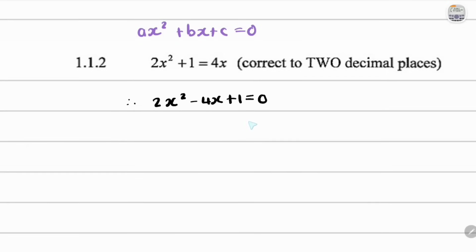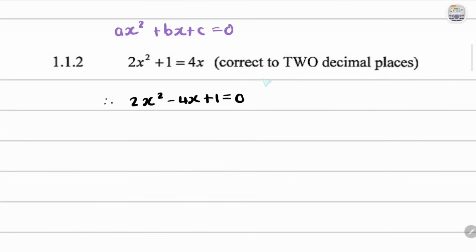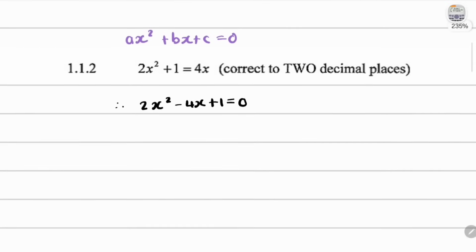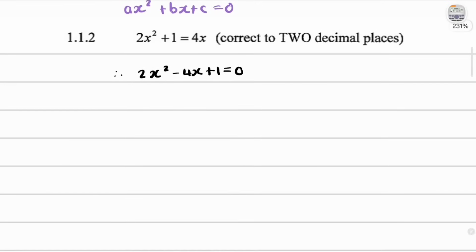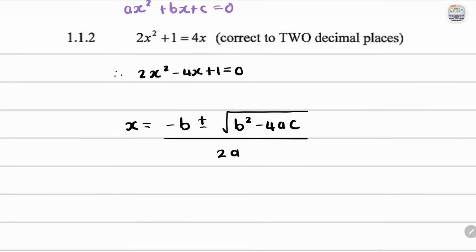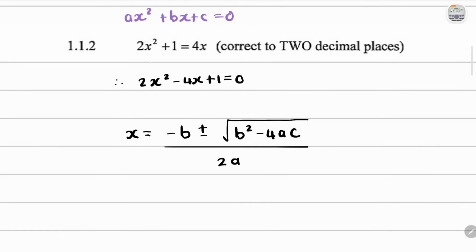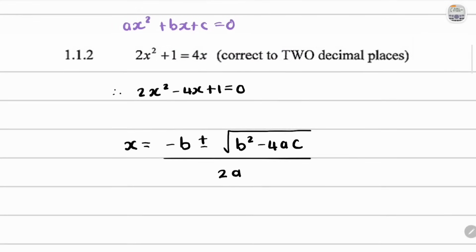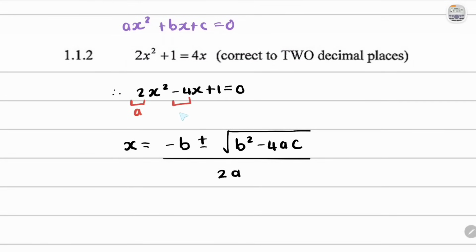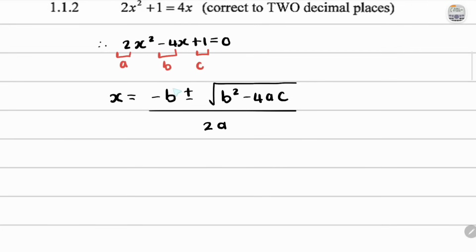Okay, great. Now that it is in its standard form, we know that we have to correct to 2 decimal places, meaning our solutions are going to be irrational. So we need to use the quadratic formula, which looks like this. Now that we have the quadratic formula, we can substitute our values of a, b, and c. From our equation, a is 2, b is negative 4, and c is positive 1. So let's substitute that in place of a, b, and c.